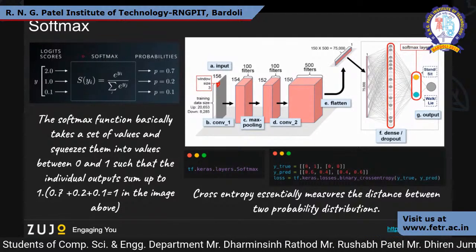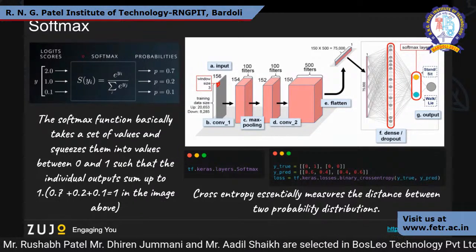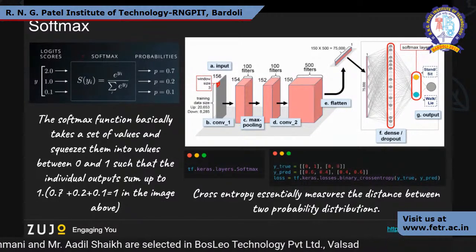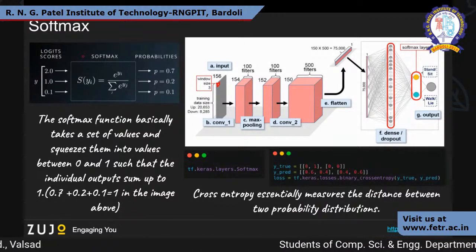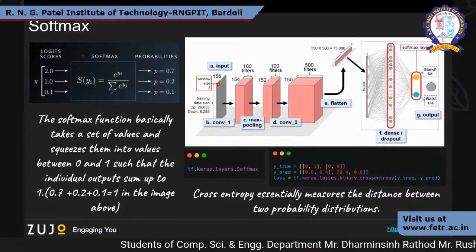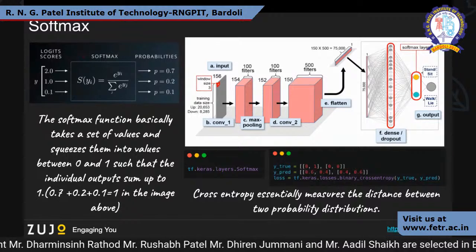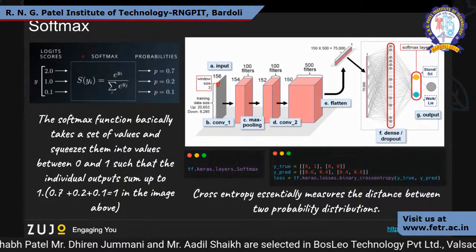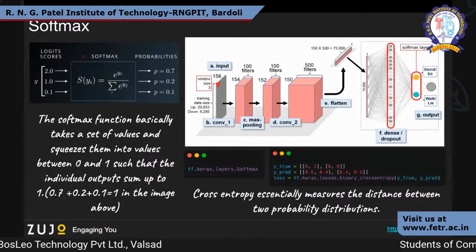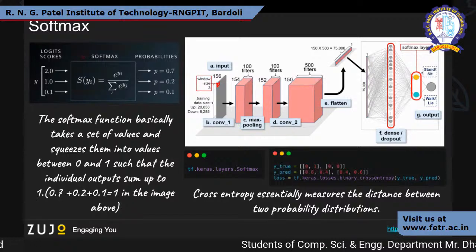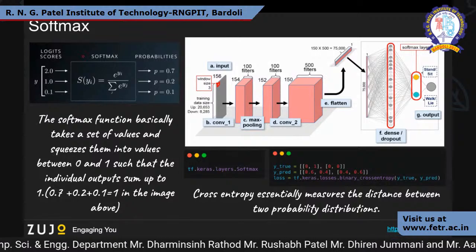As you can see, there are two major values, y true and y prediction. Y true is the actual outcome we require, and y prediction is the predicted outcome from the last softmax layer. Binary cross entropy measures the distance between two probability distributions, y true as the first and y prediction as the second, and we can take that distance as the loss function.